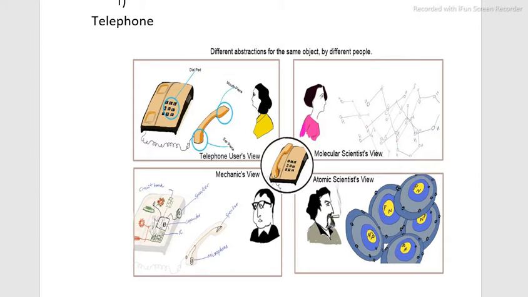Now, different abstractions for the same object by different people. Take a telephone, for example. The telephone user's view is the dial pad, mouthpiece and earpiece. So this is the telephone user's view, and the molecular scientist's view is different, and the mechanic's view is the internal parts, and the atomic scientist's view is different.